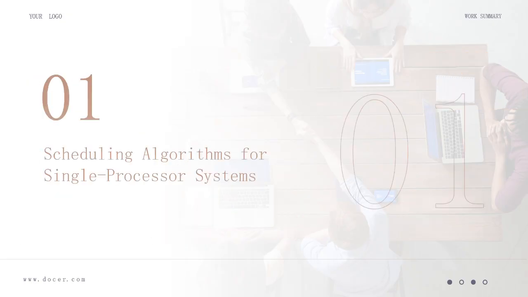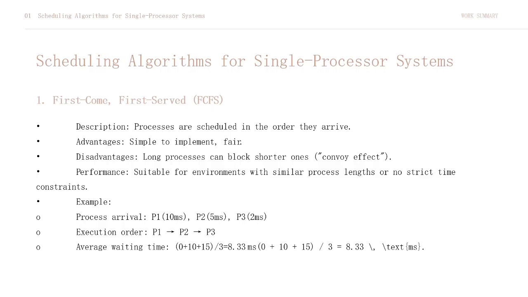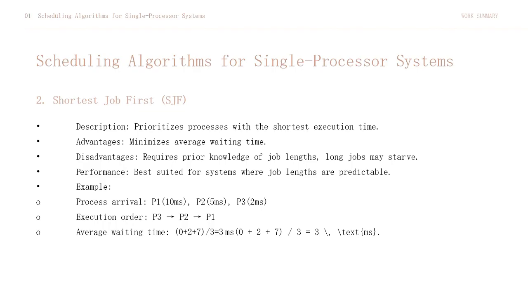First is scheduling algorithms for single processor systems. And first is the first come first served algorithm. Its feature is tasks are scheduled in arrival order, and its advantage is that it is simple and fair, but long tasks block short ones.